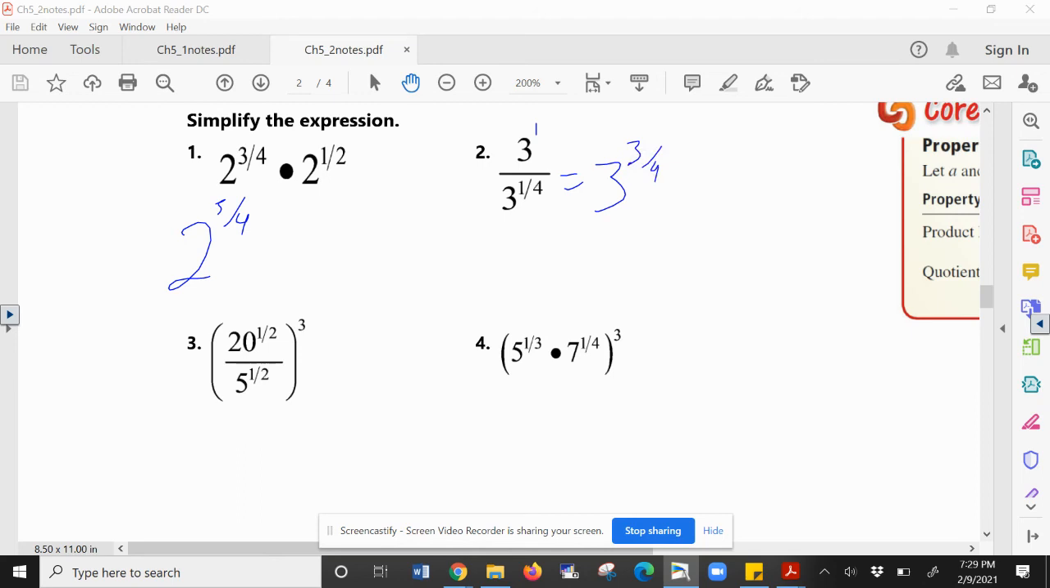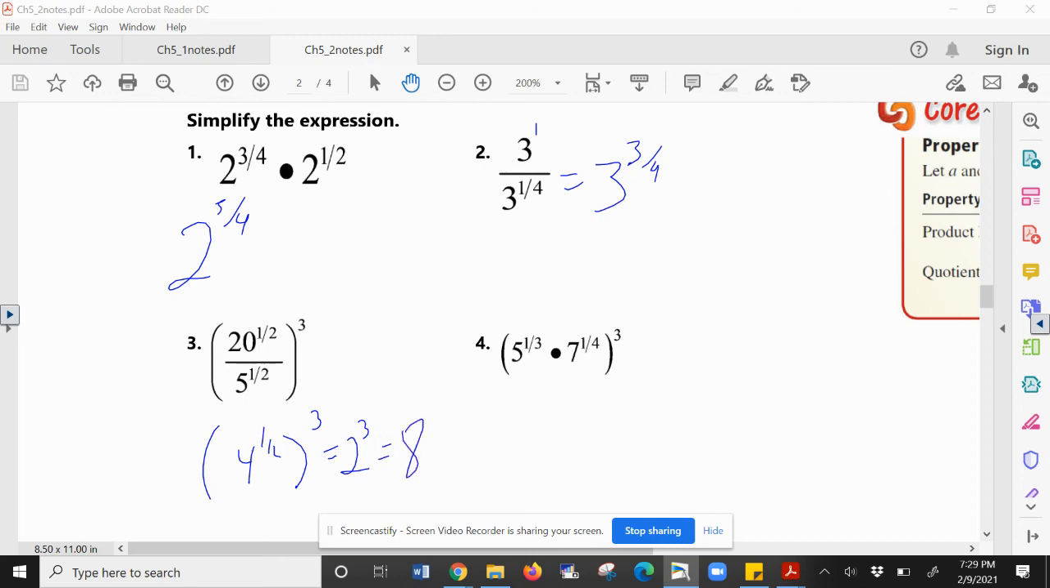There you go. This one has the same exponent, so we can divide the 20 and the 5. And then, 20 divided by 5 is 4 to the 1/2. Of course, 4 to the 1/2 might be easier to say as the square root of 4, which is 2. And 2 to the 3rd power is 8.